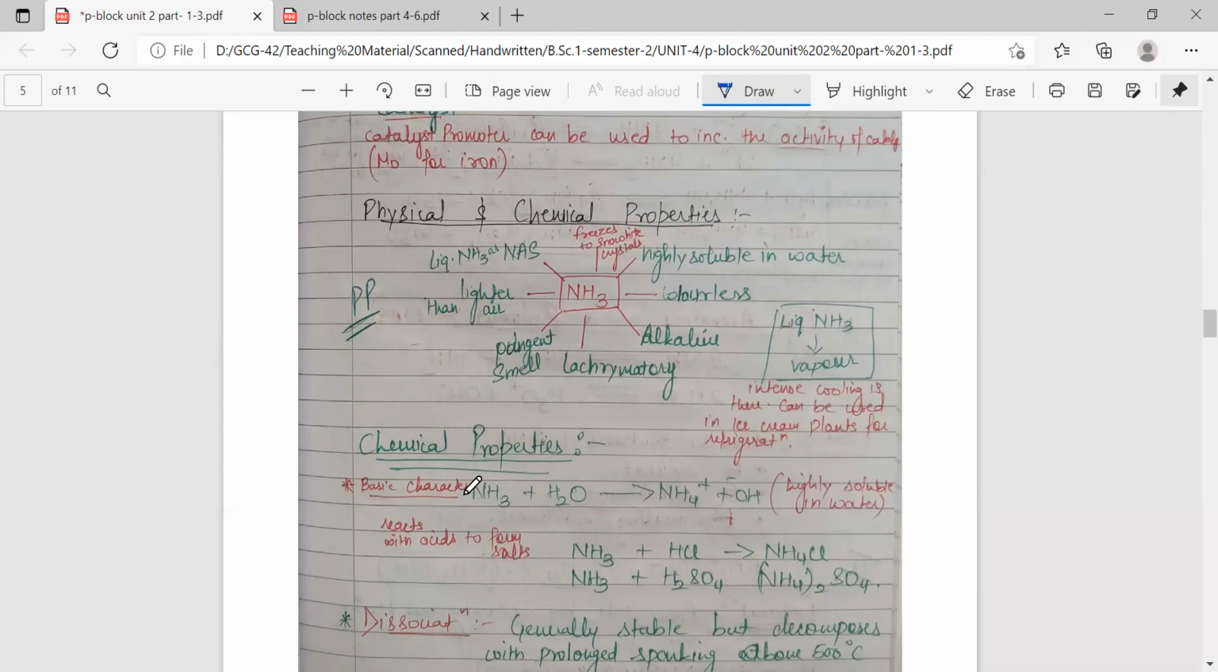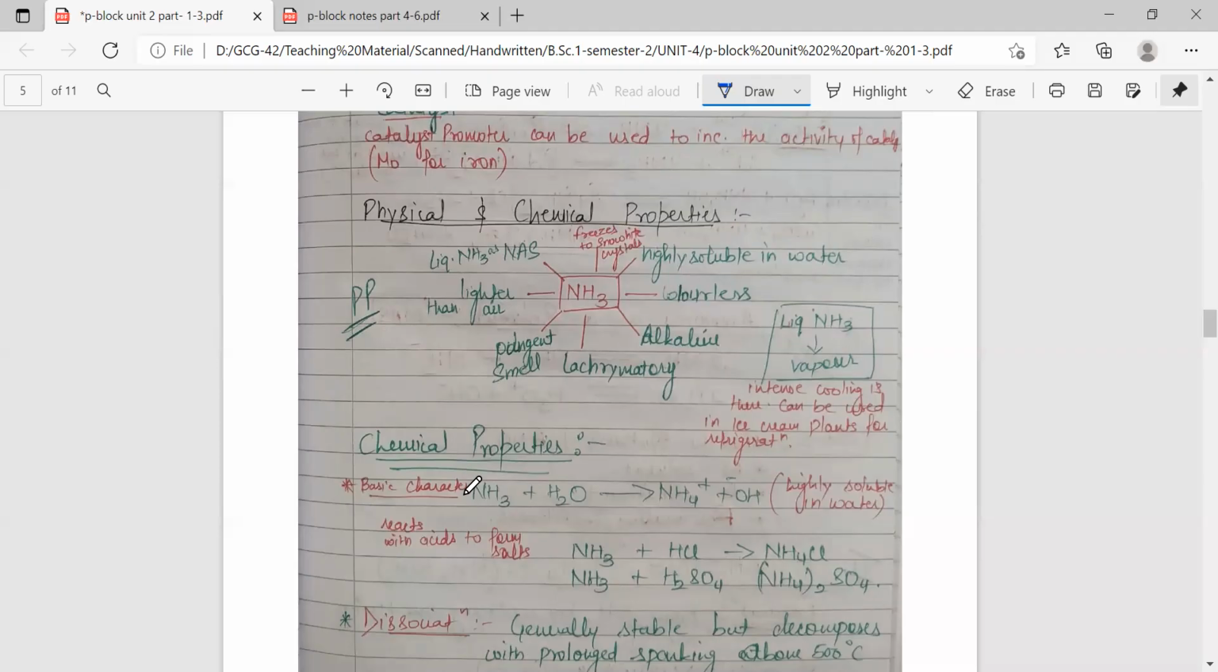It freezes to snow white crystals. It is highly soluble in water. It is colorless. It is alkaline, basic in nature. It is lacrimatory, because whenever we open a bottle of ammonia in our lab, that is actually ammonium hydroxide, which releases ammonia. It will irritate our eyes, that is, it is tear forming in nature. Then it has a pungent smell.